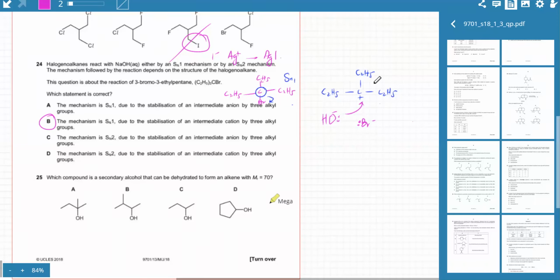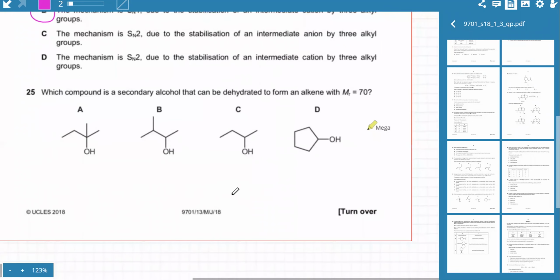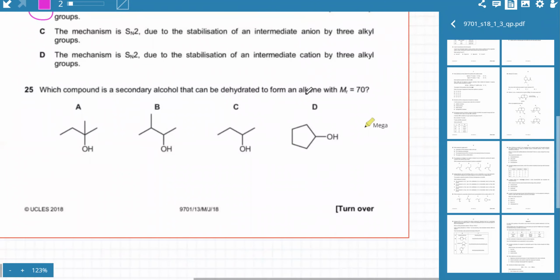So that is why tertiary halogenoalkanes prefer to form a carbocation first. Okay, is this clear? Yes, sir.